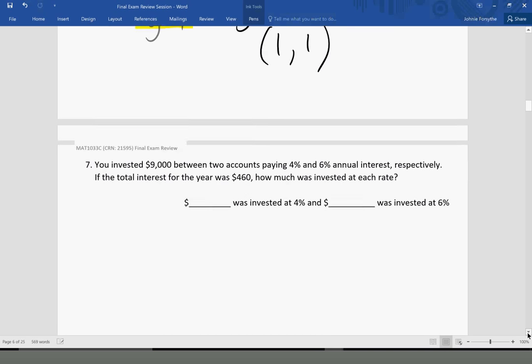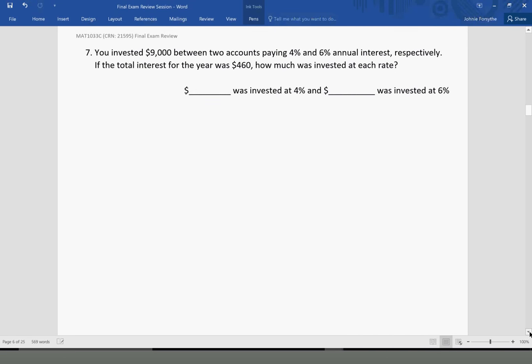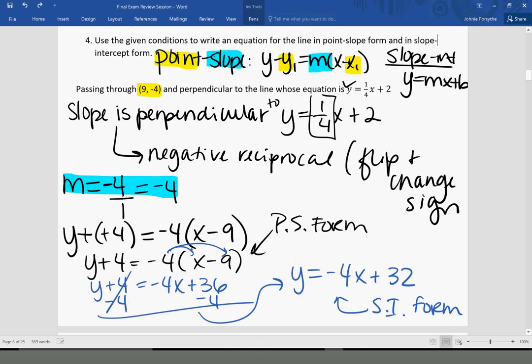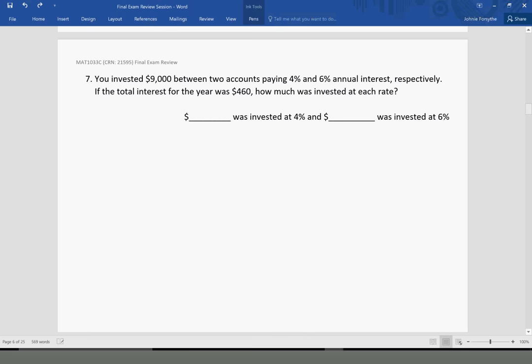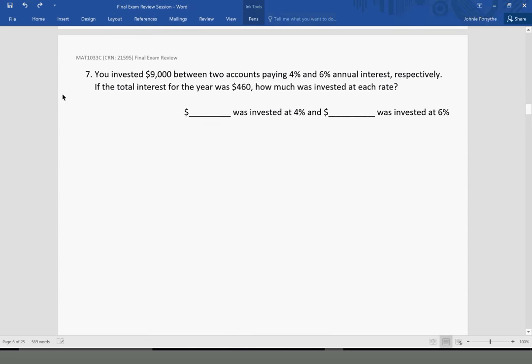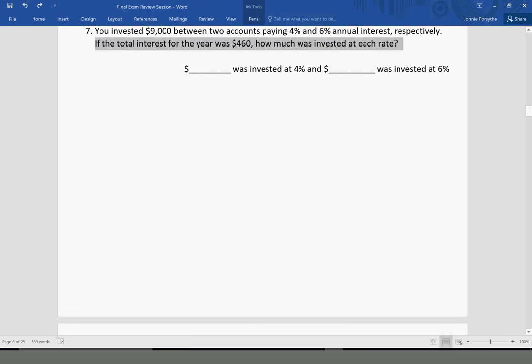All right. Number 7. So we have an interest problem. You will have one of these on your final. So remember, that interest formula is I equals PRT. Okay? So you invested $9,000 between two accounts paying 4% and 6% annual interest, respectively.